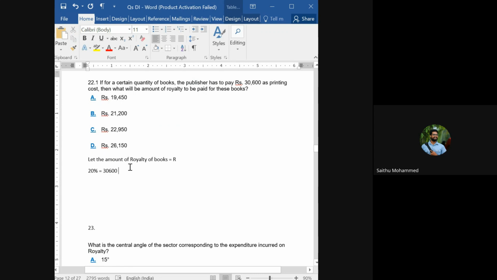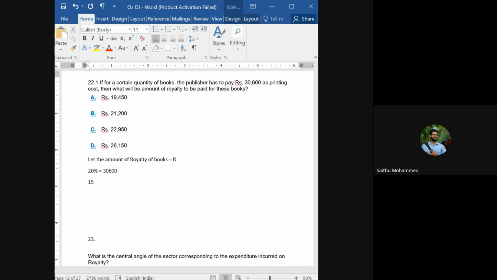So 15% is equal to rupees R. Okay. So if you have got it like this, we can actually make an equation out of it. That means 20% equal to 30,600, 15% equal to R. We can write it this way: 20 is to 15 is equal to 30,600 is to R.